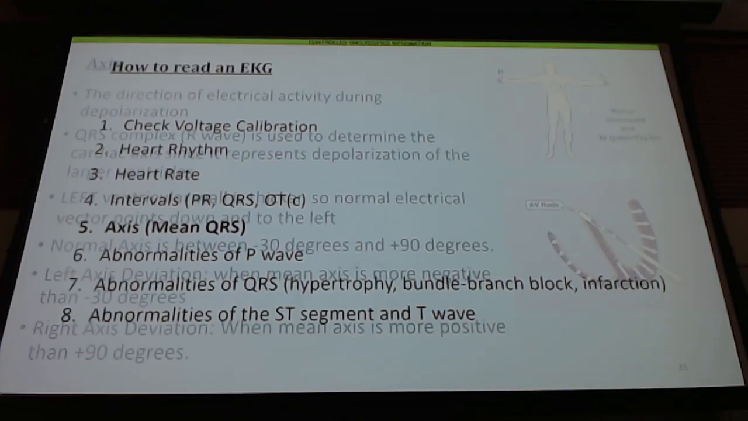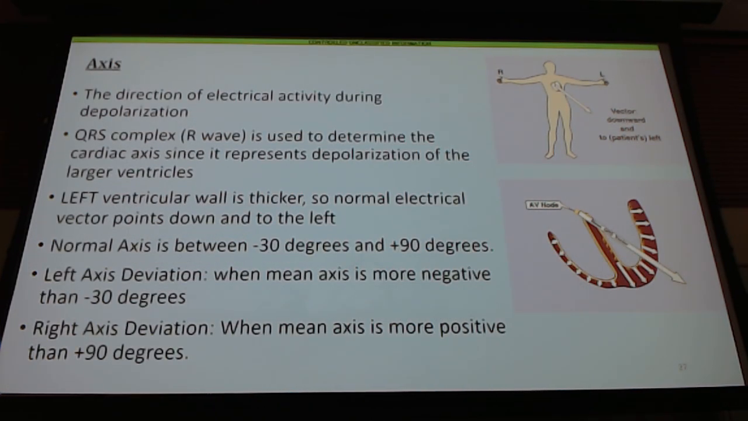Now let's look at the axis, which tends to be one of the things that challenges folks the most, especially if you're using the T method to do this. But ultimately, when we're looking at the axis, we're taking the sum of all the vectors of that action potential as it's moving through the heart, and we're trying to determine where that sum is. Now it should be between -30 degrees and +90. So it should be anywhere from here to here. This should be our normal range.